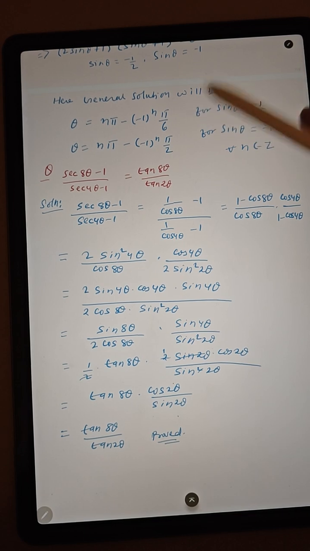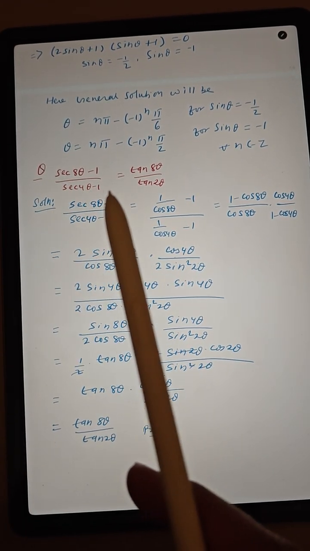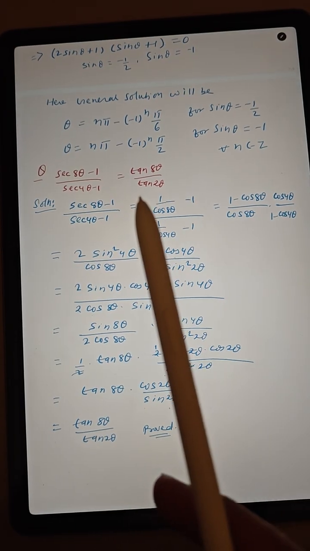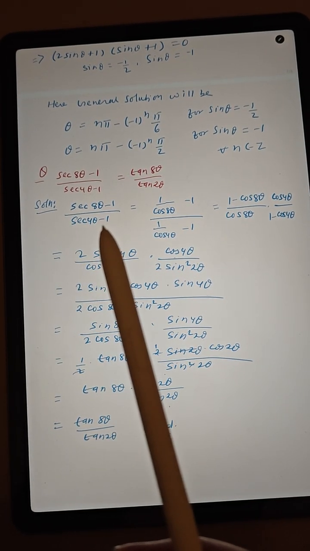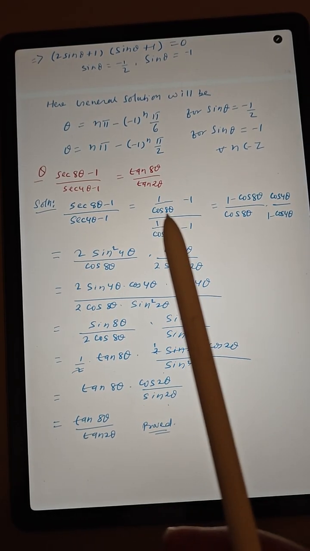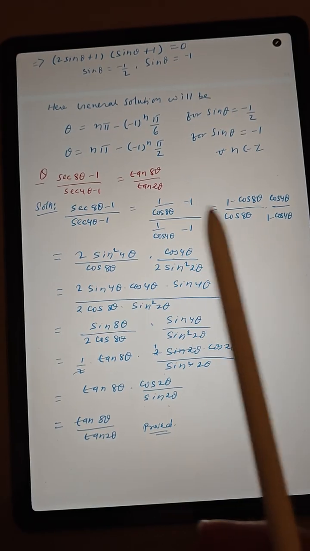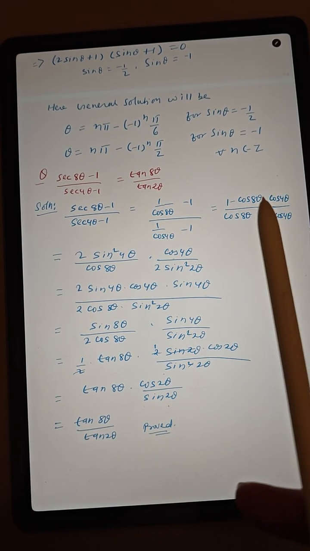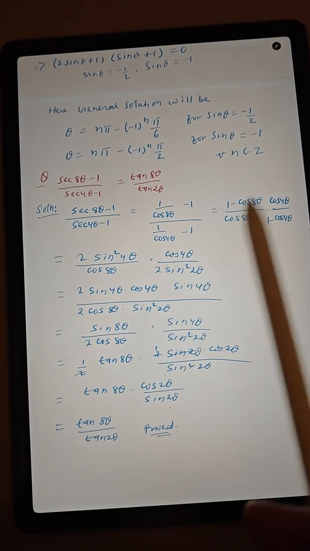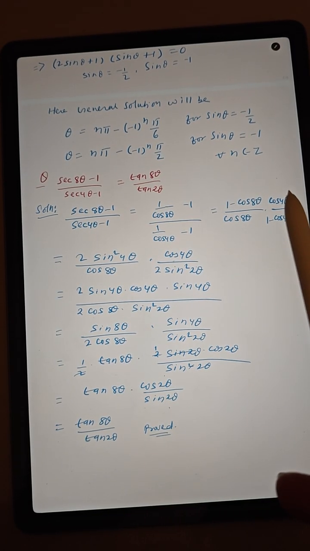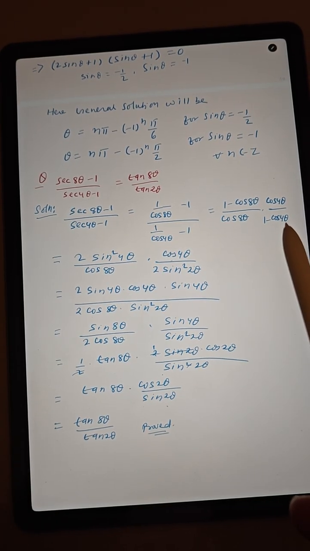Now come to the next question. Last but not the least: (sec 8θ − 1)/(sec 4θ − 1) = tan 8θ/tan 2θ. So (sec 8θ − 1)/(sec 4θ − 1) can be written as (1/cos 8θ − 1)/(1/cos 4θ − 1). Now simplify it. So (1 − cos 8θ)/cos 8θ, and cos 4θ will go to the numerator side, and 1 − cos 4θ will come to the denominator side.